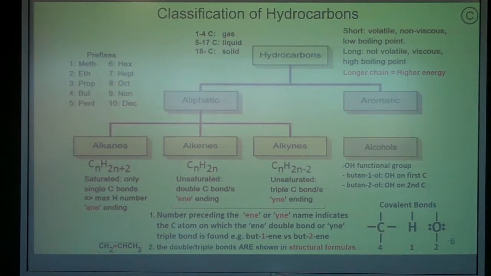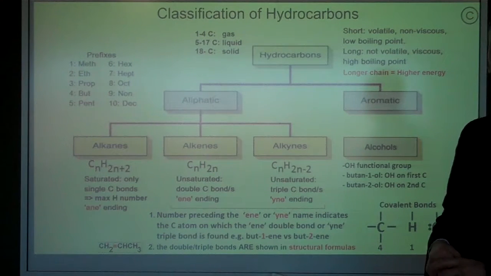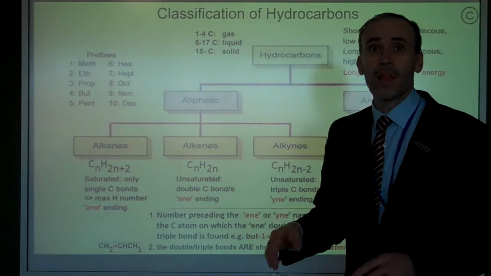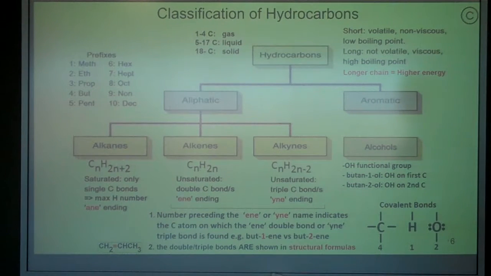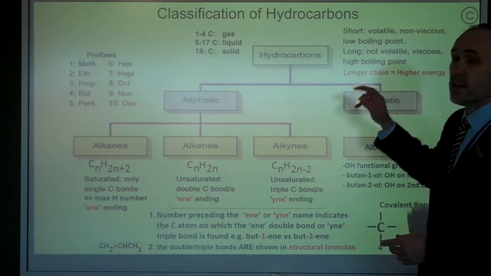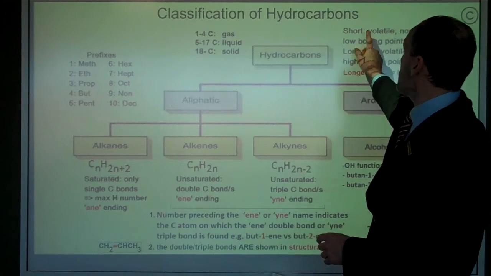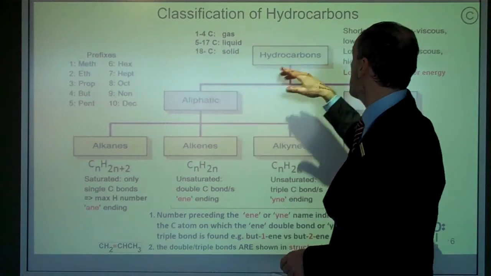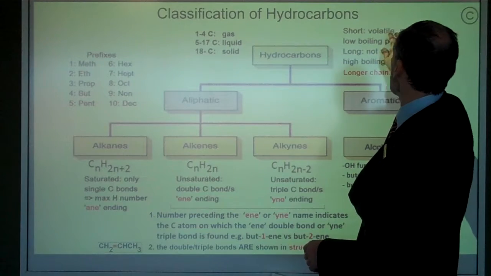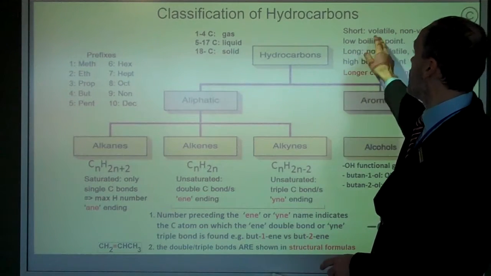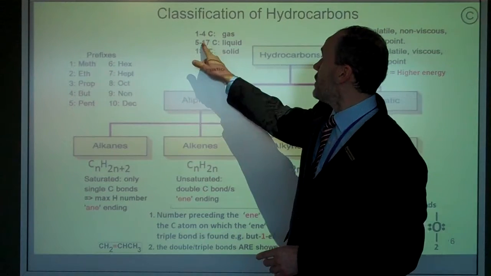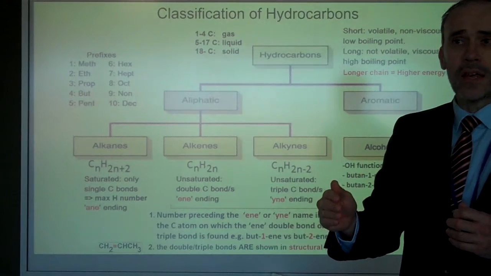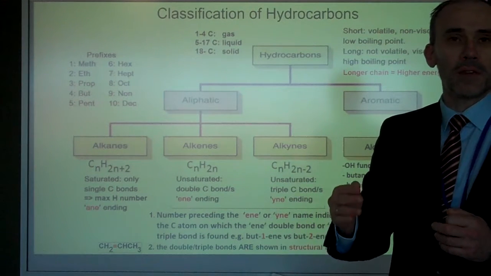Now, this is the diagram I've given you, and the one we'll be working with today, and that is a lot of information. There's a few things I'll touch on, but then I'll be coming back to them. So let's have a look at this idea of hydrocarbons. If you have a short chain hydrocarbon, 1 to 4 carbons, that's just going to be a gas. It's going to be volatile, non-viscous, with a low boiling point, as you'd expect. 5 to 17 carbons are liquid, and the longer the carbon chain gets, the thicker this oily substance becomes.